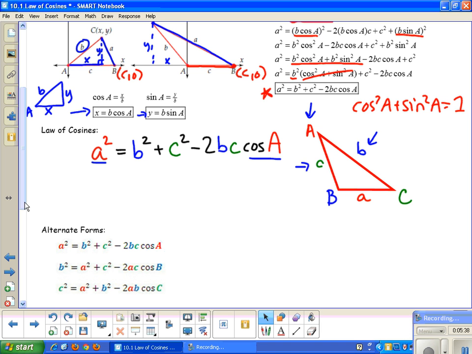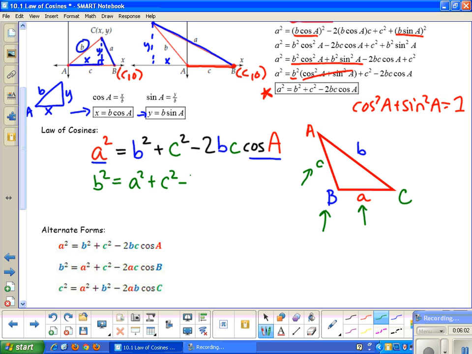So let's say instead we wanted to solve for side B. If I wanted to solve for side B, then I would have to know angle B, side C, and side A in order to solve for B. So in this case, the side that I'm solving for would be B squared equals, I'd take the other two lengths, A squared plus C squared minus 2 times those lengths, A and C, and then I do the cosine of the angle of the side I'm trying to find. So that would be if I'm trying to solve for length B.